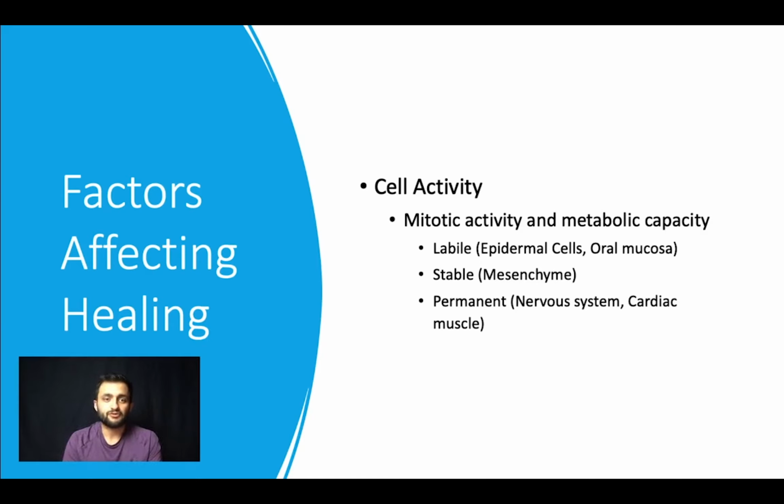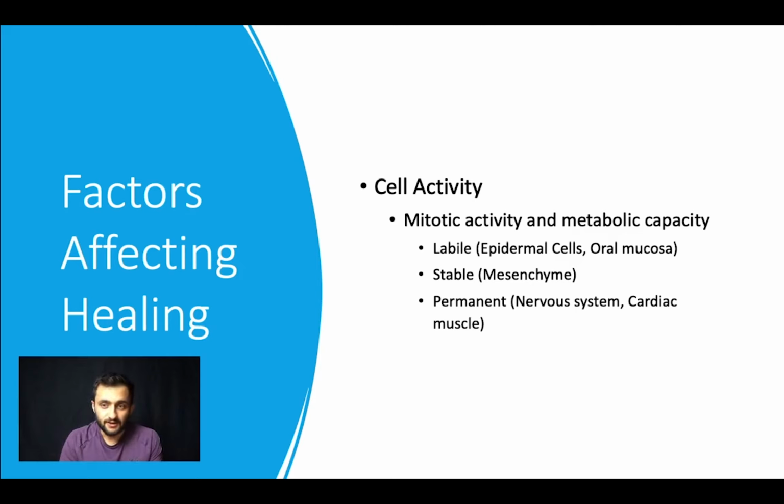Okay, so we have three different types of cell activities. We have labile cells, stable cells, and permanent cells. Labile cells are cells that replicate throughout the course of their entire life. When we think about those kinds of cells, we think about epidermal cells, oral mucosa, and we might even think about some of the cells of the GI tract, because they're under constant abuse from the acid, right?